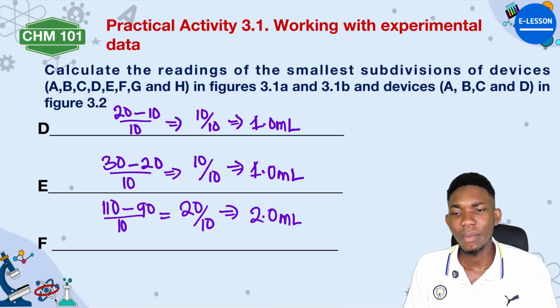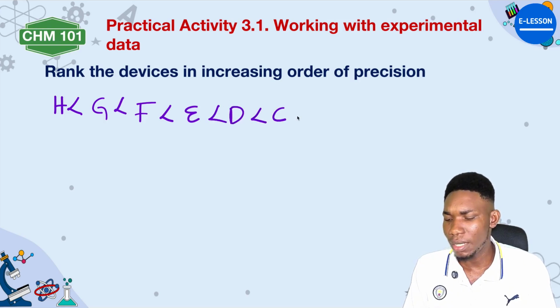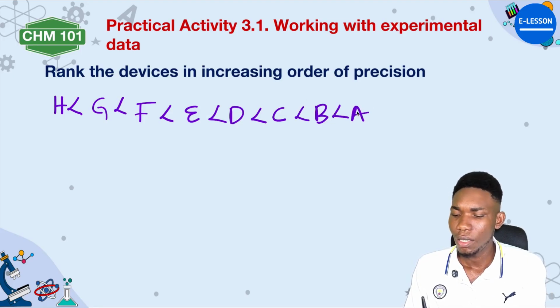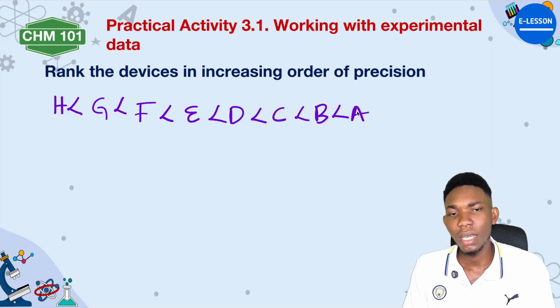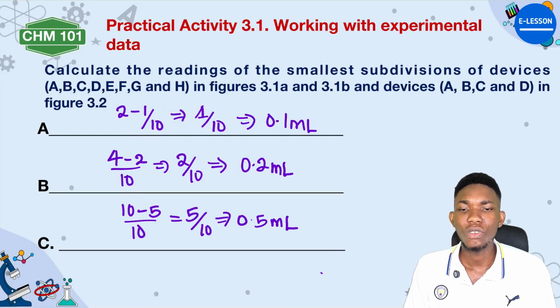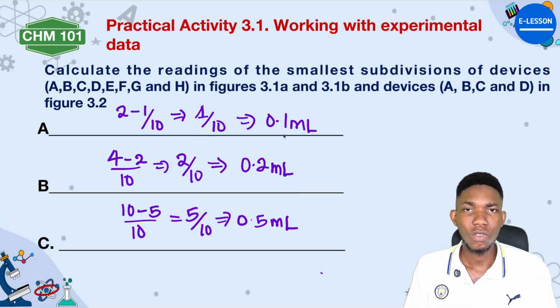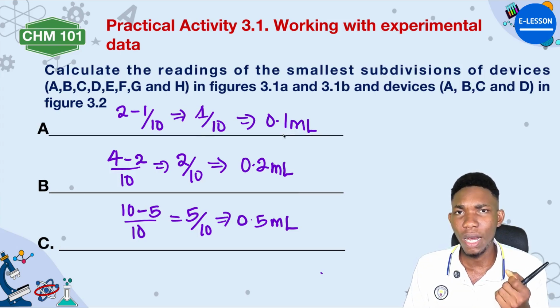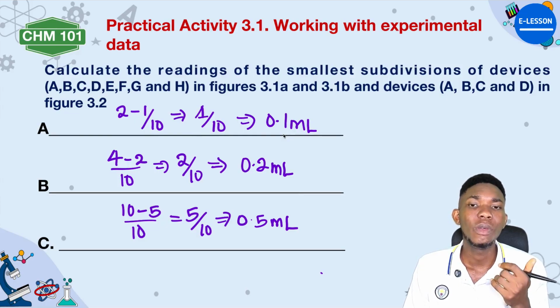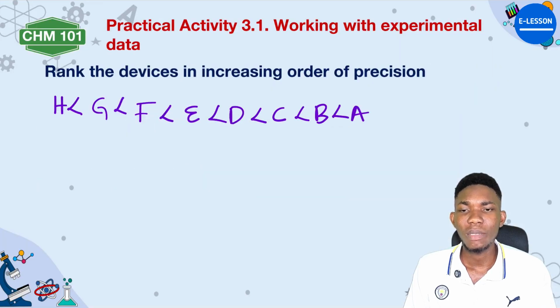E and this one, they are the same. So we just take E, which is, of course, less precise than D, less precise than C, less precise than B, less precise than A. So it means that at the end of the day, A is the most precise instrument among every instrument you have here, because the smallest subdivision of A is 0.1. So it will measure values very close to their actual values. Is that understood? All right, so that is that for that particular one.